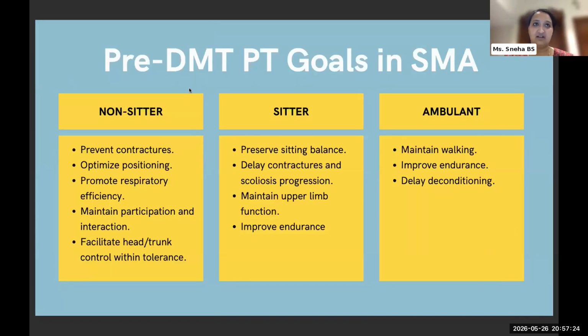So now we learned how SMA muscle behaves. So based on that, let's try and understand what are the goals that you set, physiotherapy goals for a non-sitter, sitter, and an ambulant person with SMA. So for a non-sitter, potentially they are SMA type 1 and type 2, our function is majorly preservation of function and prevention of complications.